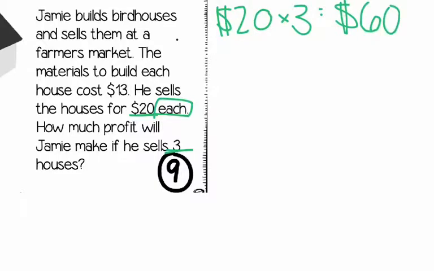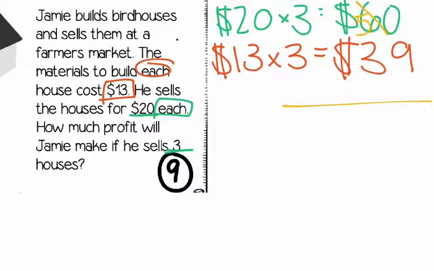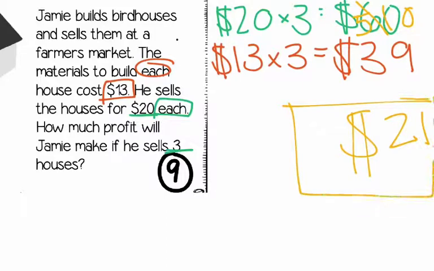And my expenses for each birdhouse are $13. So I would do $13 times 3 equals $39. Now I have my income and my expenses. I can find my profit. So the profit he would make if he sold 3 birdhouses would be $21.